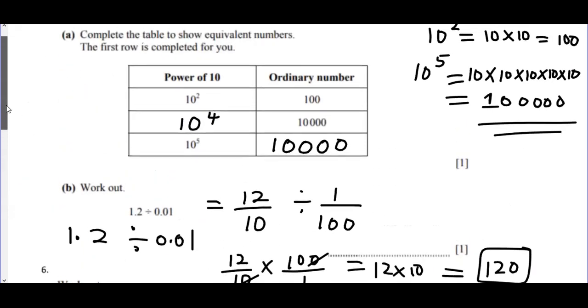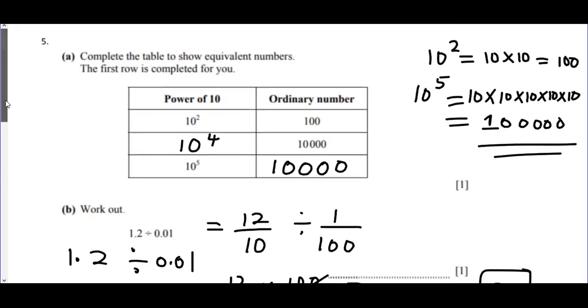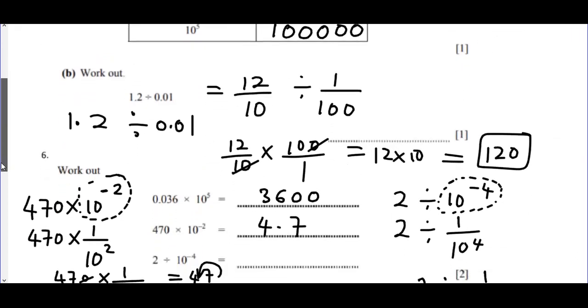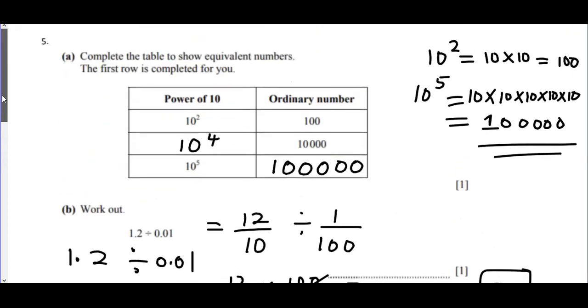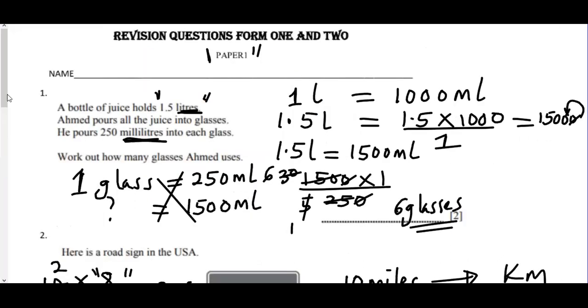How about this one here? 10 power 5. This is 100,000, I guess. Let me check if we went correctly. Okay, so 10 power 5, we have 1, 2, 3, 4, 5 zeros, all right? And meaning 100,000, not 10,000. I'm sorry for that. Let me see if we made a silly mistake here. No. Perhaps if we check up there. I think we don't have any silly mistakes.